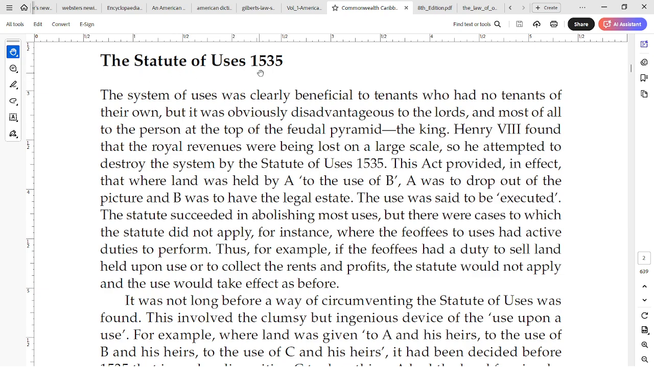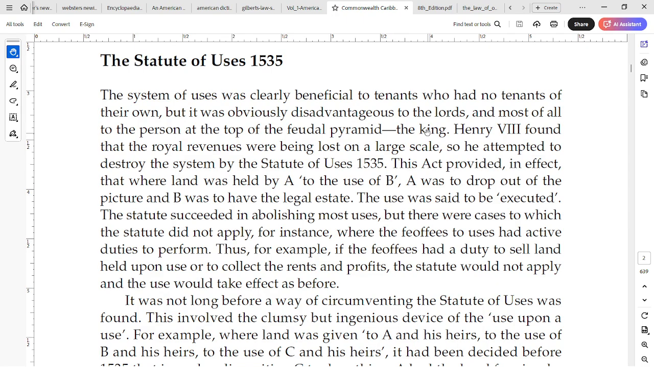The Statute of Uses of 1535. The system of uses, and a use is a trust, was clearly beneficial to the tenants. Beneficial meaning the one who has the right to enjoy property and enjoy the fruits of the property, who had no tenants of their own. But it was obviously disadvantageous to the lords, and most of all to the person at the top of the feudal pyramid, the king. So we see that back then there was a feudal pyramid system, where the king was at the top of the pyramid.